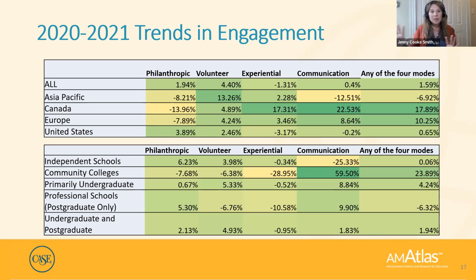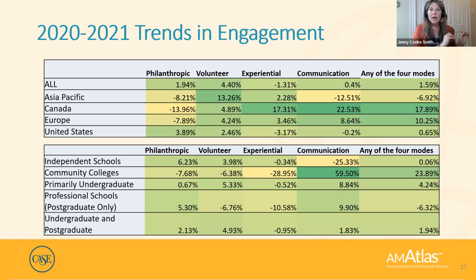I'm showing this in a couple of views for you. One will be by country and the other by institution type. And as a heat map, the darker the green will be the highest positive change, the brighter the yellow, the highest negative change, or the most negative change.